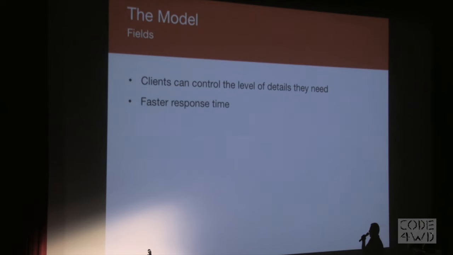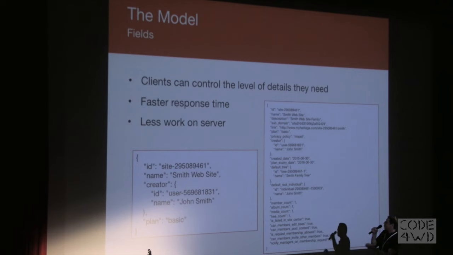Like I said before, this provides a faster response time. The server has to do less work. And instead of getting all this bulk of information back to the client, which would be all the fields of the entire object, we'll get exactly what the client has requested. In this case, we're only getting the name, the creator, and the plan.